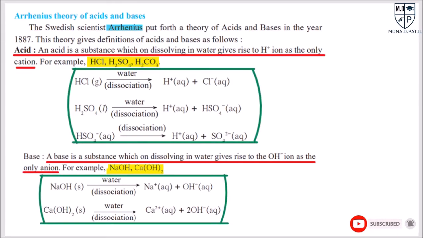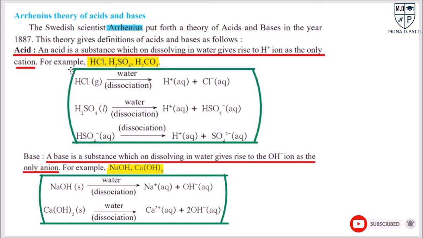Okay, and next, Arrhenius theory of acid and base. The Swedish scientist Arrhenius put forth a theory of acid and base in the year 1887. This theory gives the definition of acid and base as follows. So whatever terms you have learned here, all these terms help you to understand this.